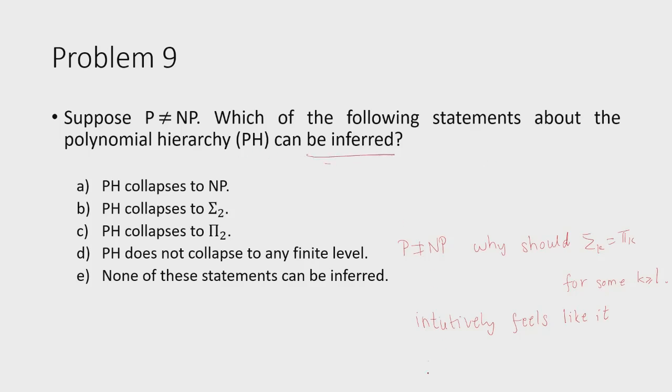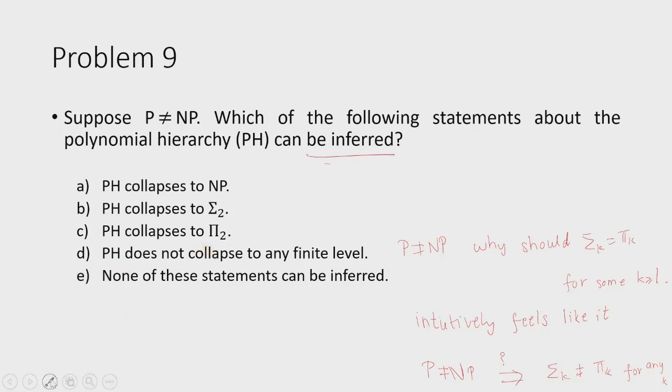The question is asking us this: if P is not equal to NP, can you for sure say that sigma k is not equal to pi k for any k? Or at least, do we know how to do this right now, with our current knowledge of computational complexity? That's what the question is asking, right?